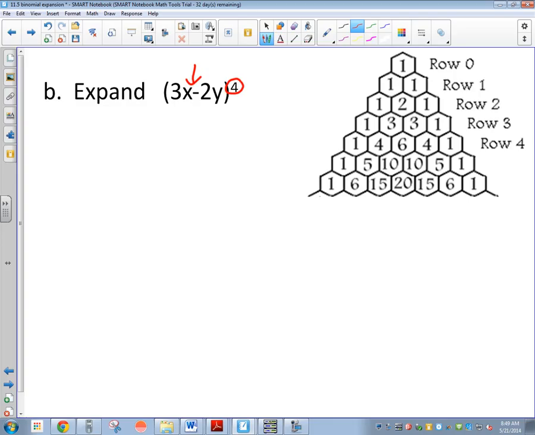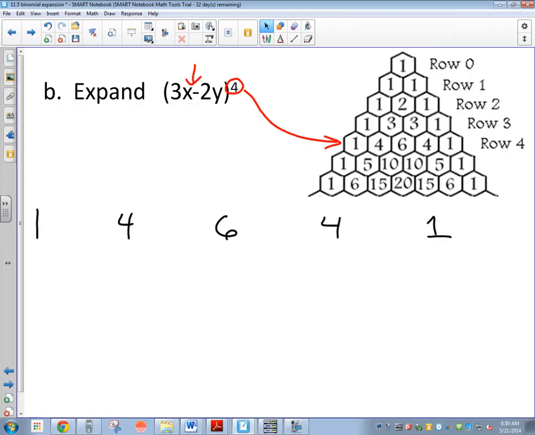Okay, so because it's to the 4th power, we look at the 4th row of Pascal's triangle. So we are using the numbers 1, 4, 6, 4, 1. And I'm going to spread them out. Okay? Next thing we do is take whatever is first in our binomial.